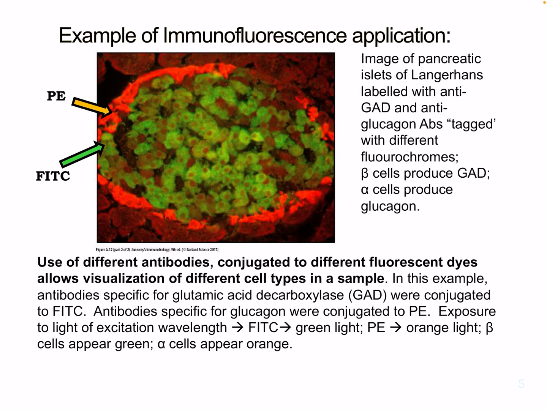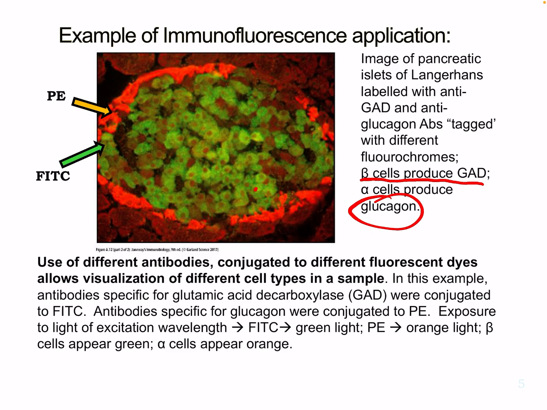So an example of its application. Here's an image of pancreatic islets of Langerhans labeled with anti-GAD and anti-glucagon antibodies tagged with different fluorochromes. The beta cells produce GAD and alpha cells produce glucagon. The use of different antibodies conjugated to different fluorescent dyes allows visualization of different cell types in the same sample. Again, we can tag a bunch of different things. We see almost the red within the green, so it gives us that crisp image.